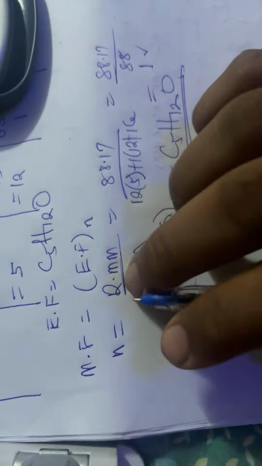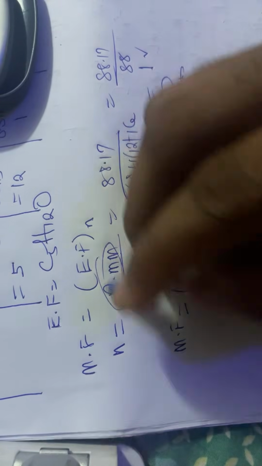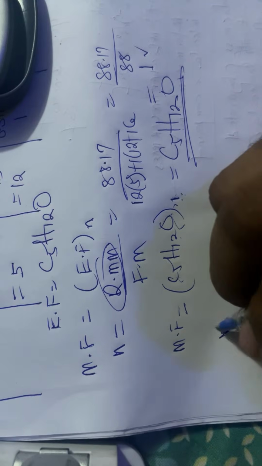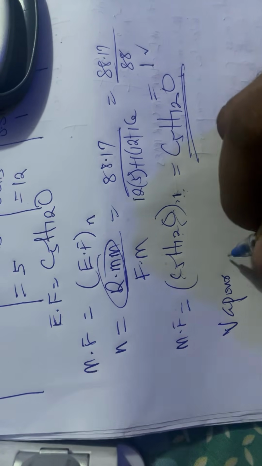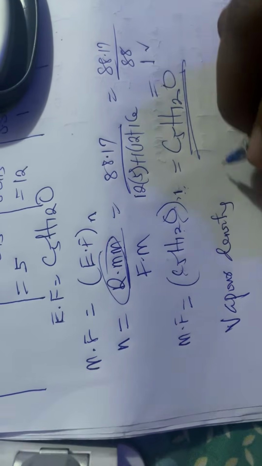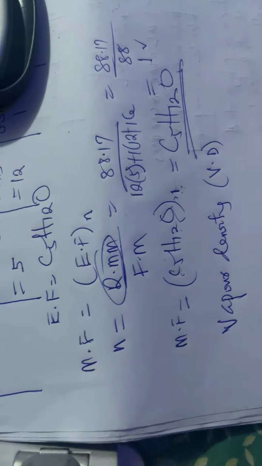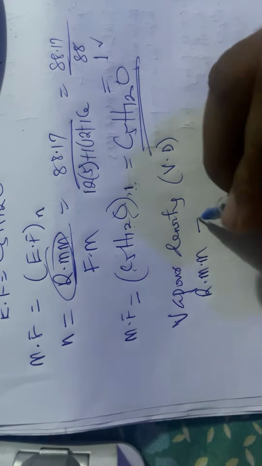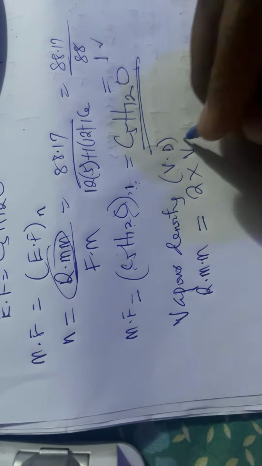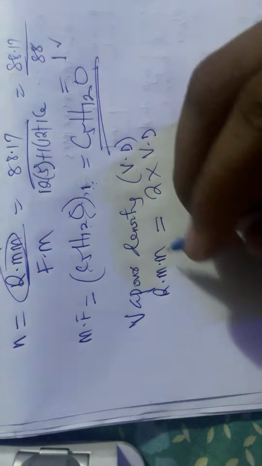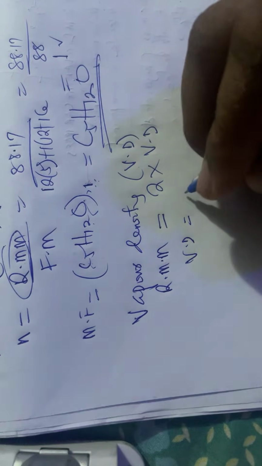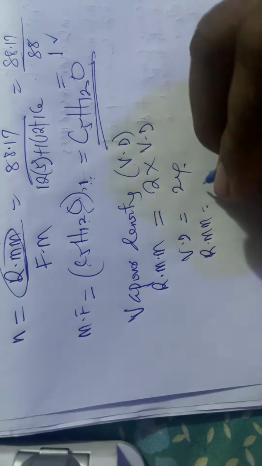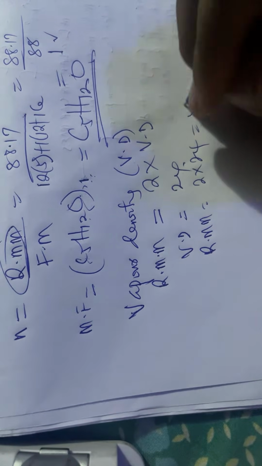Sometimes they will not give you relative molecular mass, but they will give you vapor density. Vapor density is denoted as VD. If they give you vapor density, how do you get relative molecular mass? Relative molecular mass is 2 times vapor density. Let's imagine they give you vapor density as, let's say, 24. It means that relative molecular mass will be 2 times 24, which will give you what?